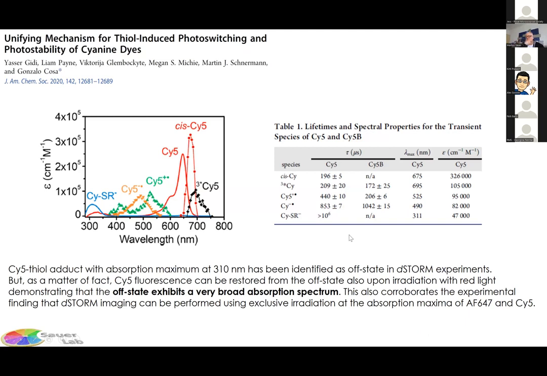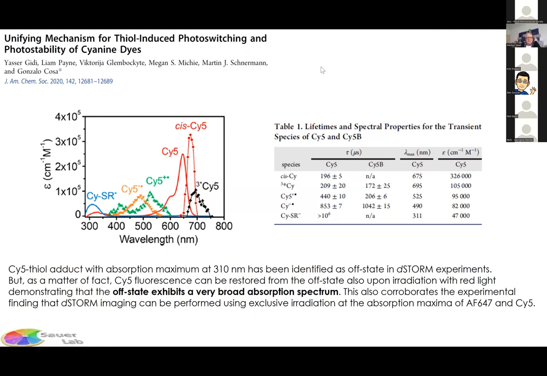Importantly, this mechanism has been discussed for decades now. But just recently, there was this JACS paper by Yasser Gidi et al., so Martin Schnermann and Gonzalo Cosa finally came up with a really refined transient absorption and theoretical study about the nature of these off states of Cy5 under different conditions.